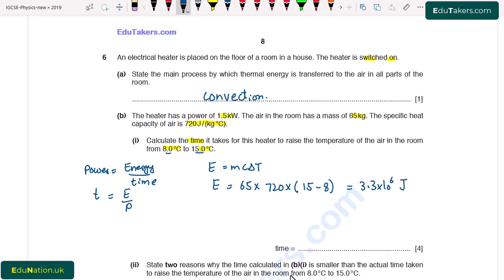Now we put this value of energy into this equation and it becomes 3.3 into 10 to the power 6 divided by power is given, that is 1.5 kilowatt. So 1.5 and kilo is actually 10 to the power 3. So when we calculate, time comes to be 220 seconds. So I write here time is equal to 220 seconds.